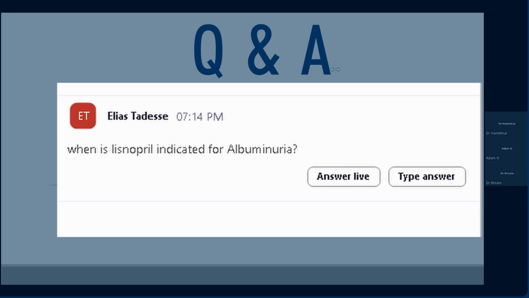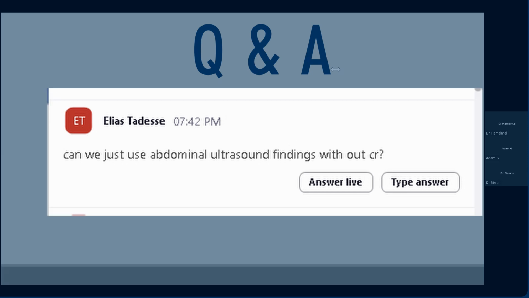So I've talked about enalapril, it's indicated for albuminuria all the time, so I'll not go through this. Can we just use abdominal ultrasound findings without creatinine? Very difficult. You have to confirm that there is decline in GFR, but by definition, ultrasound abnormalities are classified as GFR, but with implications for health. So you cannot use ultrasound without creatinine. Everything has to go together.